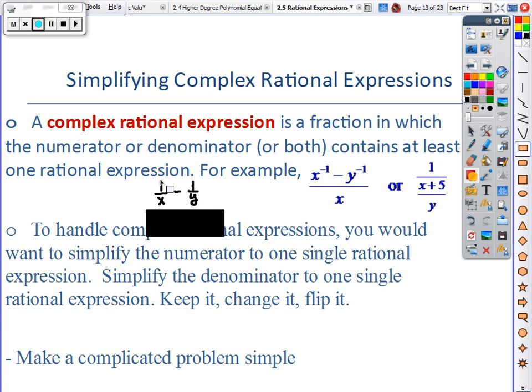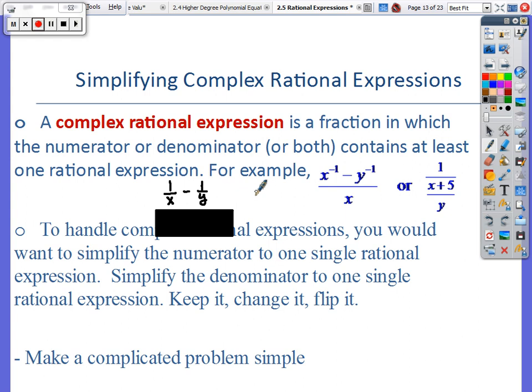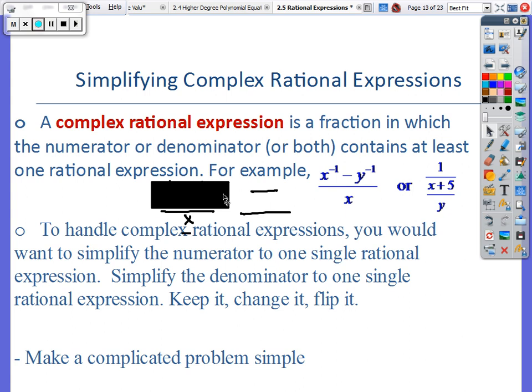And what we want is one single fraction in the numerator. So we want to squish those together so that I have one fraction in the numerator. Then we'll do the same thing. We'll ignore the numerator and make sure the denominator is one single fraction, which in this case would be x over 1. Okay? Now once you get to this point, don't we have a fraction divided by a fraction? And when you divide two fractions, what do you do? Well, you keep it, change it, flip it. Okay? So all we're doing with complex fractions is making it one single fraction over one single fraction so that I can go ahead and divide two fractions.